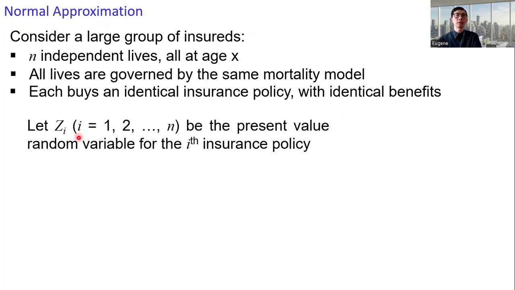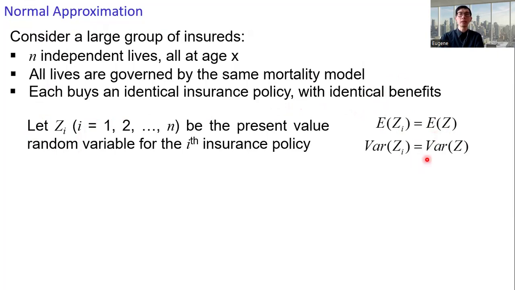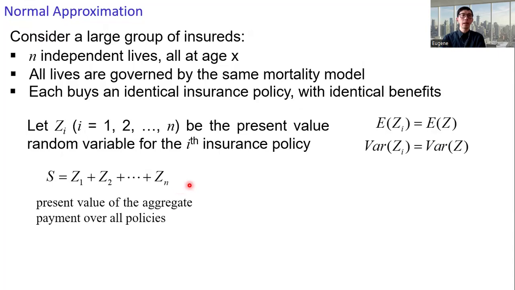Let Zi be the present value random variable for the ith insurance policy. That is, the expected value of Zi equals the expected value of Z. They have the same expected values because the policies are identical with identical benefits. And then the variances are the same. Variance of Zi equals the variance of Z. And we are interested in a random variable S, which is the sum of the Z's. This S corresponds to the present value of the aggregate payment over all policies.